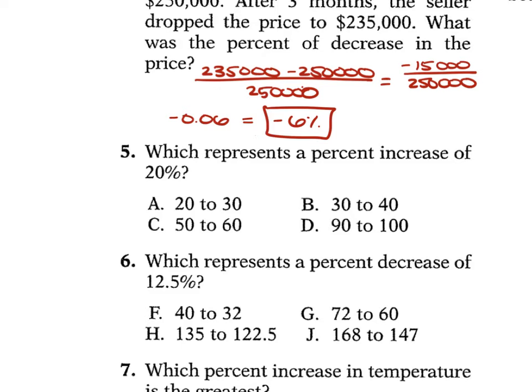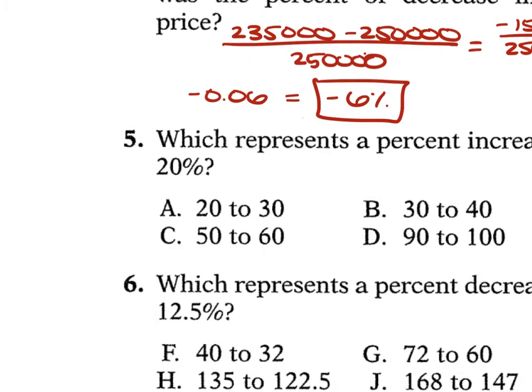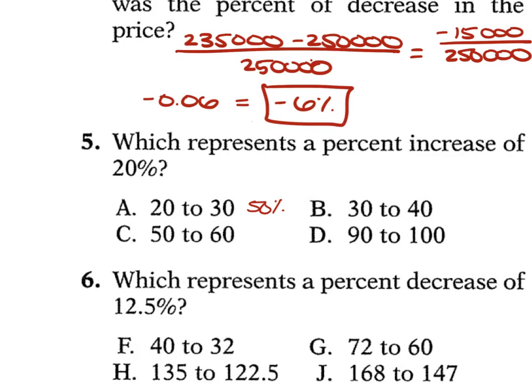5 says which represents a percent increase of 20%. So for A, you have 20 to 30, so that's 30 minus 20, which is 10 divided by 20, which is half, that's 50%. B, you have 30 to 40, so that's 10 over 30, that's 33.3 repeating percent. For C, you have 50 to 60, so that's 10 over 50, which is 1/5, that is 20%, so C.